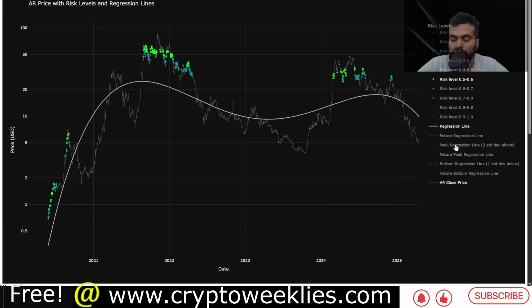If we were to draw a peak regression dotted line where we could estimate, especially again if you are worried of a fake out in the shorter term, this dotted red line again does hold a significant weight. Right now it's currently at around $23.74.